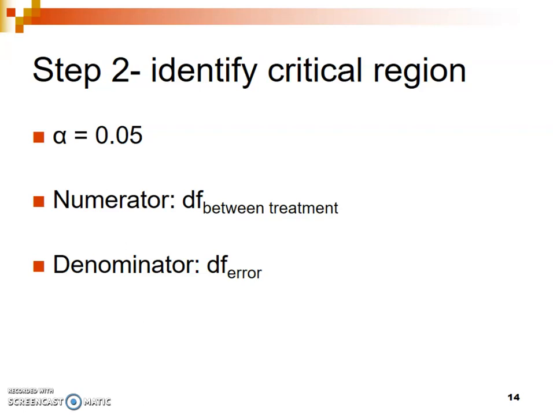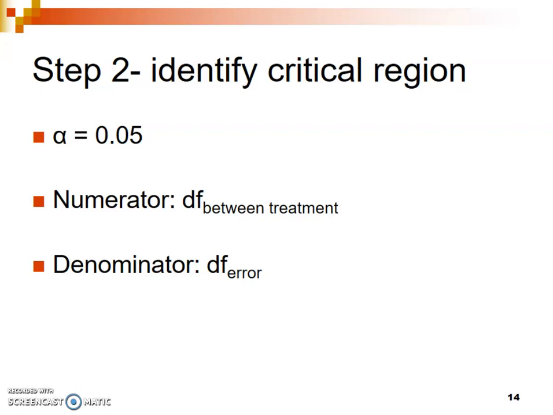Step 2 always involves identifying our critical region, and we can do that by looking up our critical value in our F distribution table. I am actually just going to teach you how to do our hypothesis test procedure using output from SPSS.